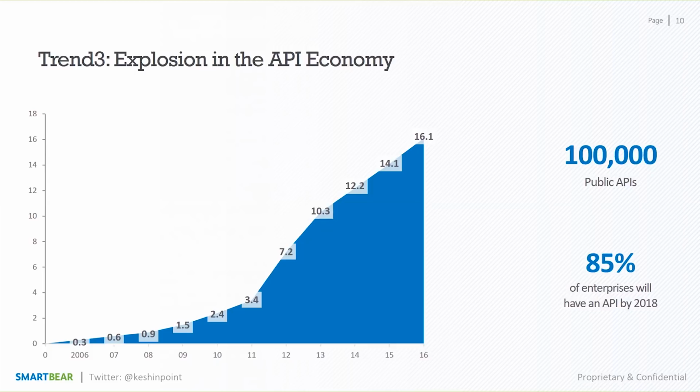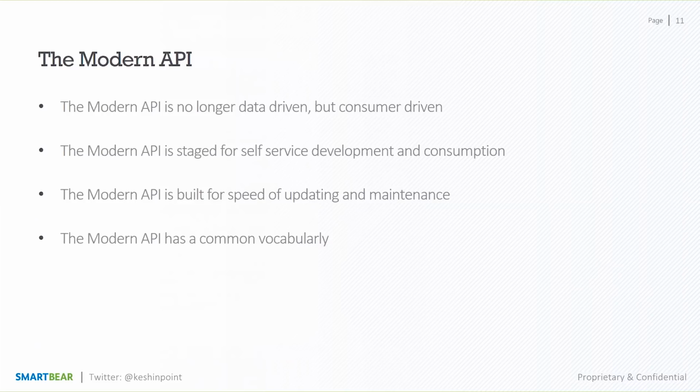This is not just public APIs when we talk about the platform economy, but also internal private APIs. And the core of all of this is that these three different trends are actually affecting the way we think about APIs, because the modern API is no longer data driven.